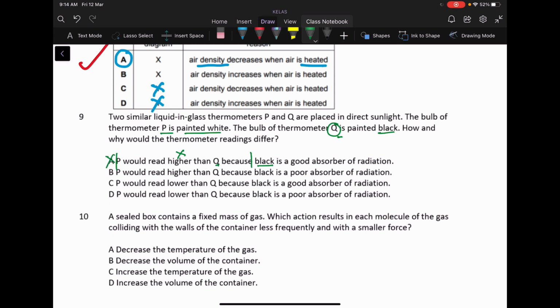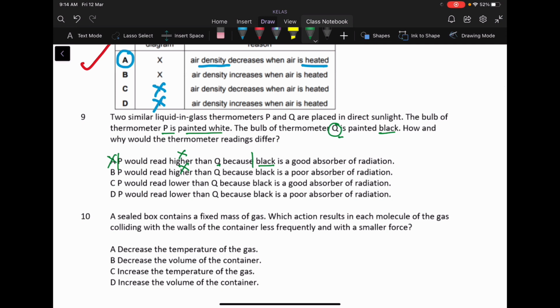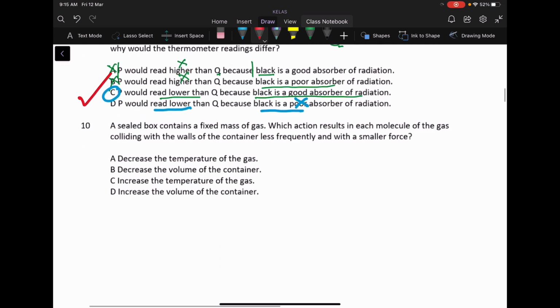B. P would read higher. Again, this is wrong because Q is black and black is the good absorber. So here, the statement itself is wrong. Black is a poor absorber. C. P would read lower. This is true because black is a good absorber. This is also true. So C is the answer. Let's just check D. P would read lower, good, because black is poor, so that is wrong. So C is the best answer.